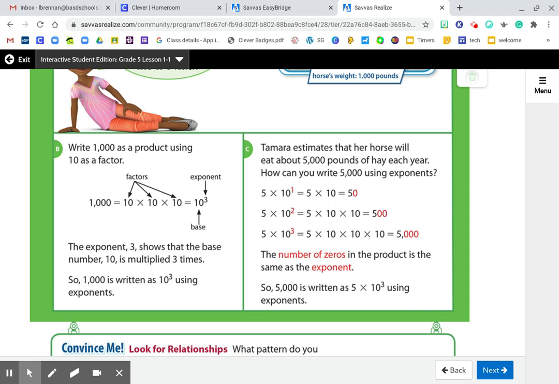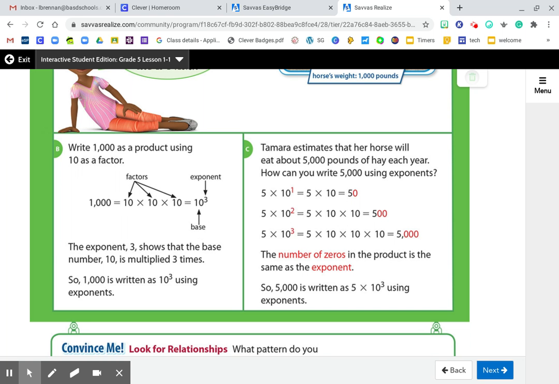And the exponent of 3 is telling us that the 10 repeats 3 times. And remember, the 10 is the base number here. So if I jump over here, 10 is the base number, 3 is the exponent. 10 is the base number, 2 is the exponent. 10 is the base number, 1 is the exponent.